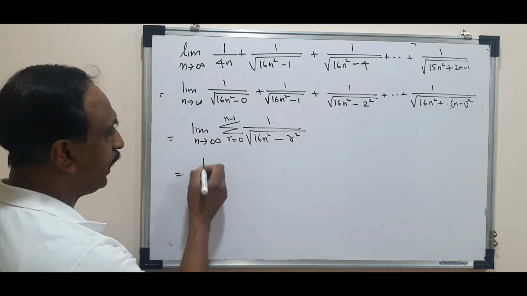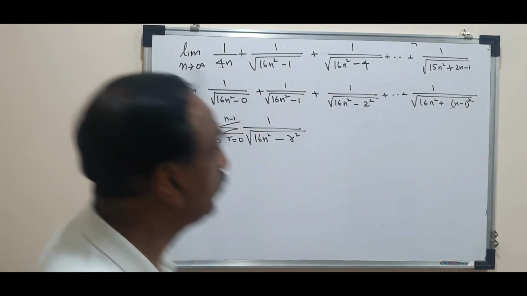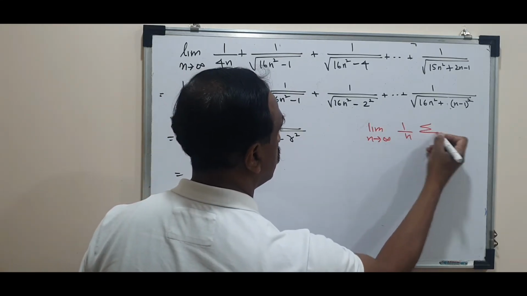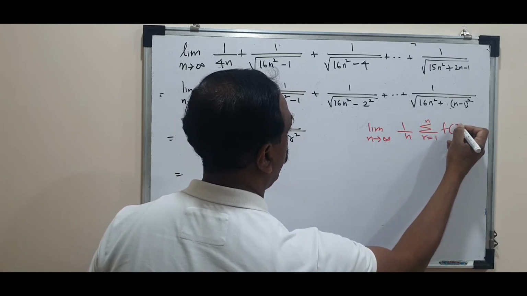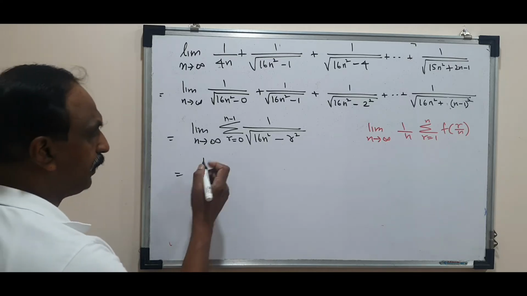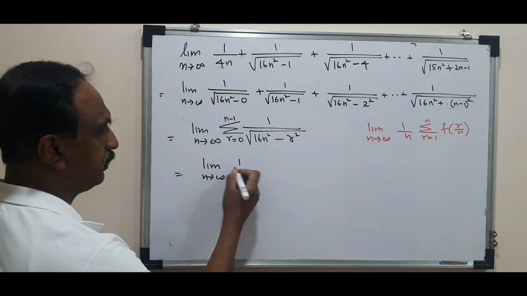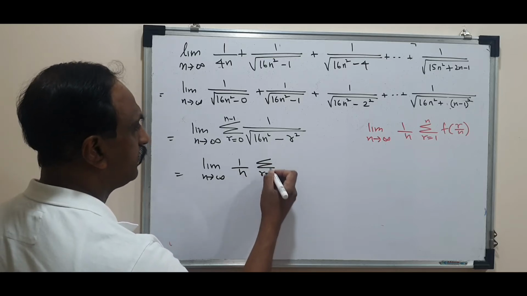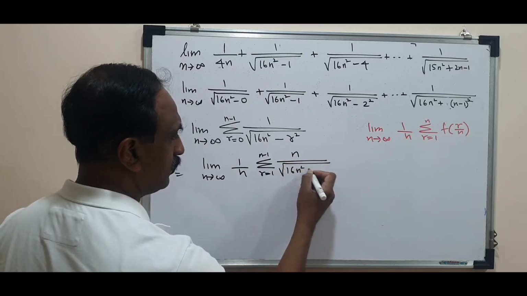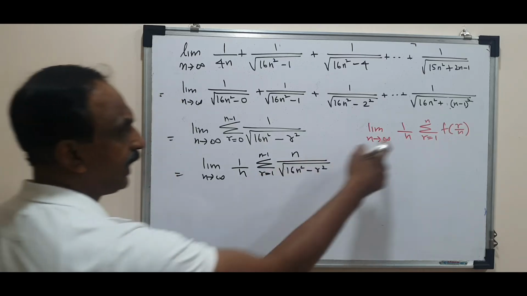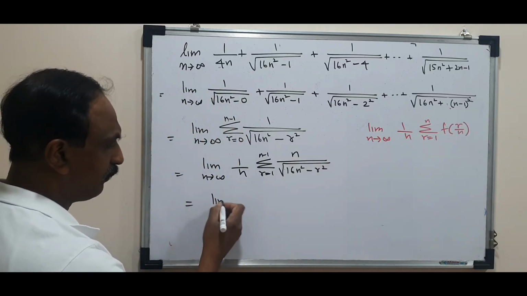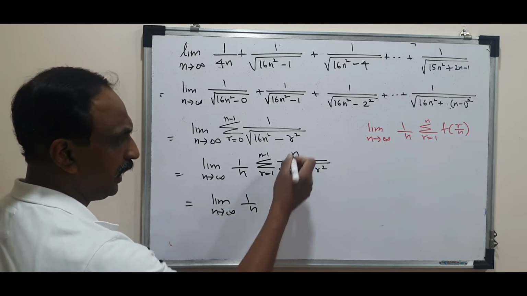Now I need an n in the formula. Again, recap the formula that we have learned. The formula is limit n tends to infinity 1 by n sigma r equal to 1 to n f of r by n. This is our formula. So we need 1 by n. First we will make a 1 by n come into it by dividing and multiplying. So 1 by n has come. Now you have to make it a function in r by n. There should be only r by n in it. So I will divide numerator and denominator by n.